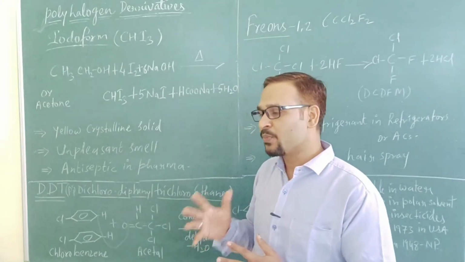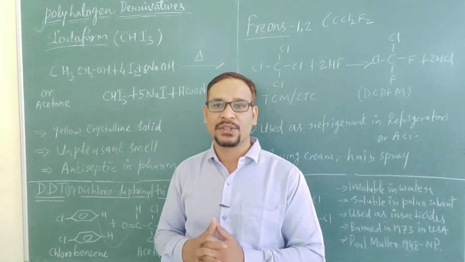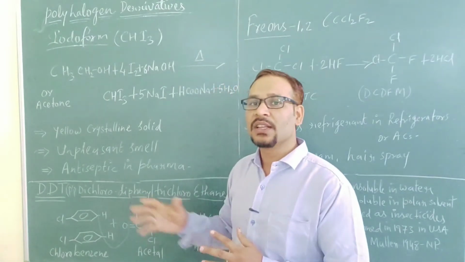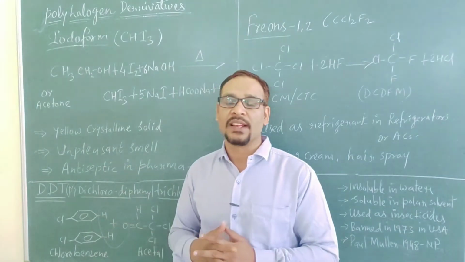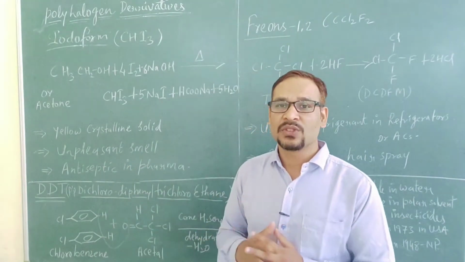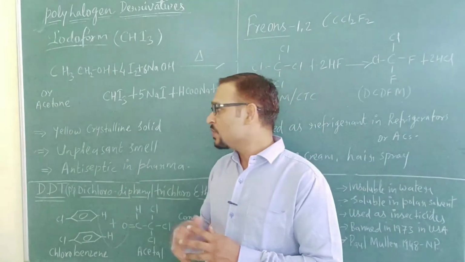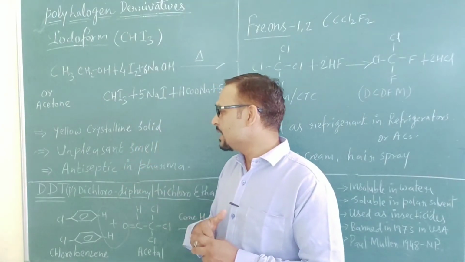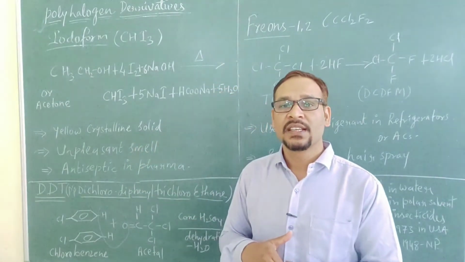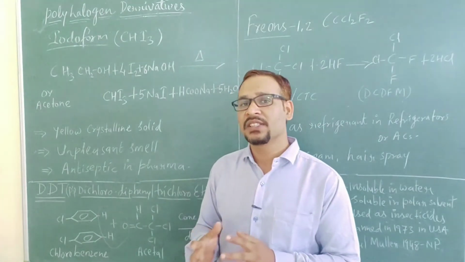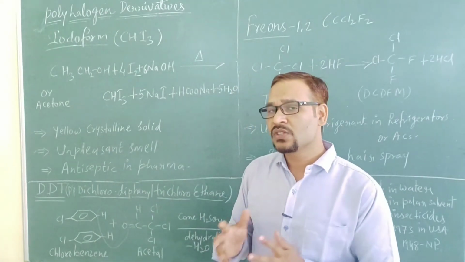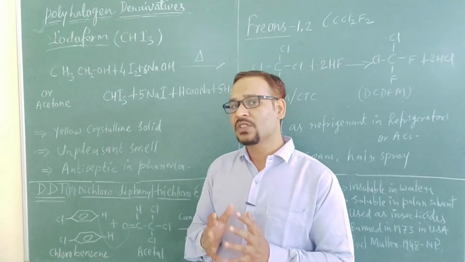So what are the properties and uses of iodoform? See, it is a yellow color crystalline solid with an unpleasant smell. Its smell is very bad; it is foul-smelling. So it is a yellow crystalline solid having an unpleasant smell. It is also used as an antiseptic in medicine and the pharma industry. So this is all about iodoform in your syllabus.